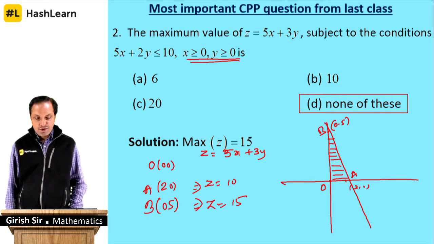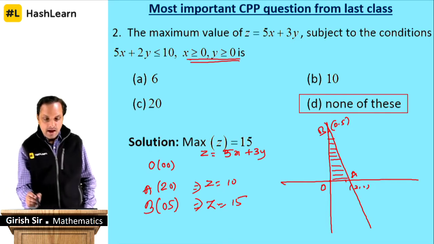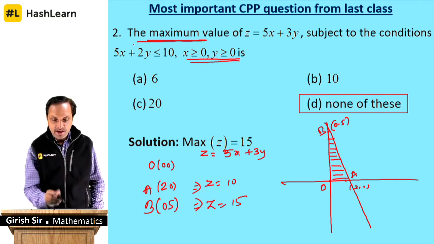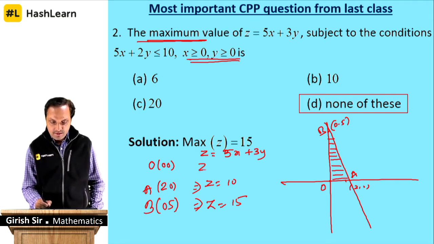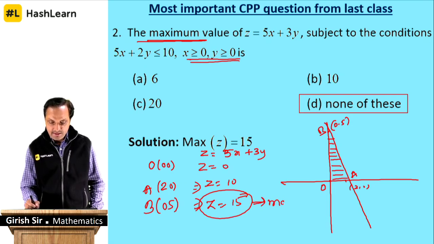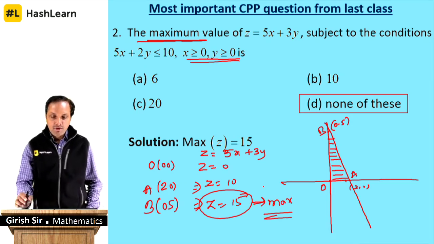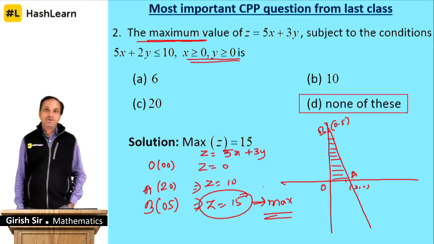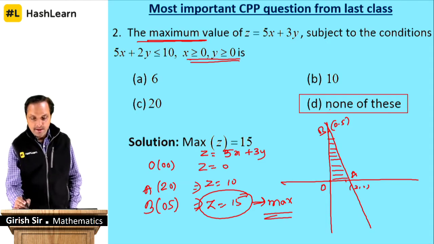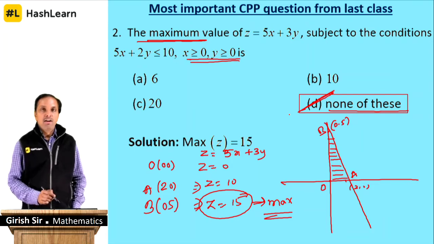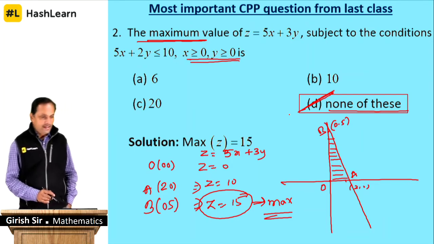So what is your choice? We want the maximum value, so the bigger one is 15. So this is what your maximum value is. There is no option where the maximum is shown as 15. Therefore, there is an option with none of these, and that option is your answer. Option is D.